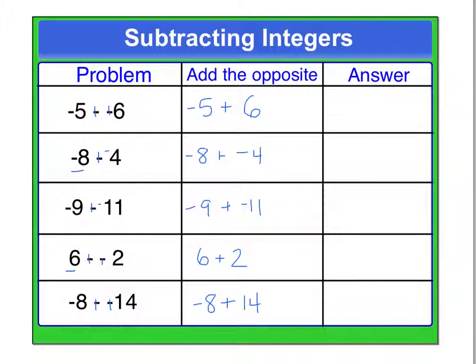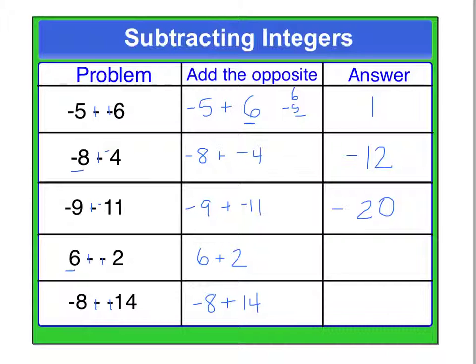So now we can go through and follow our rules for addition. Negative 5 plus positive 6 is going to give us a positive 1, because we take the bigger minus the smaller, and since it's a positive, we get a positive. They're the same signs, negative 8 plus negative 4. 8 plus 4 gives me 12, and we keep the sign. Negative 9 plus negative 11, they're the same sign, so we're going to add them.